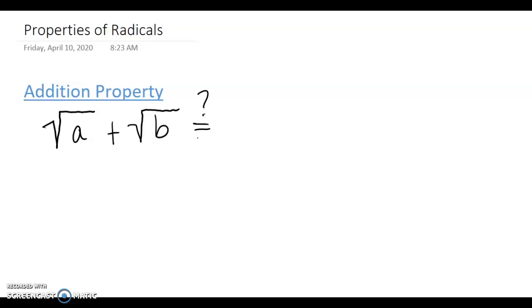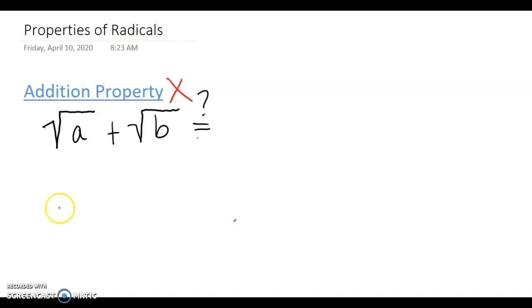All right, guys. I wanted to make a quick video on some of the properties of radicals, since talking to a few of you, you seem to be struggling to remember some of these Algebra 1 facts or properties. So the first thing we want to talk about is the addition property, or more specifically, the lack thereof. There is no addition property for radicals. Let me show you what I mean by that.